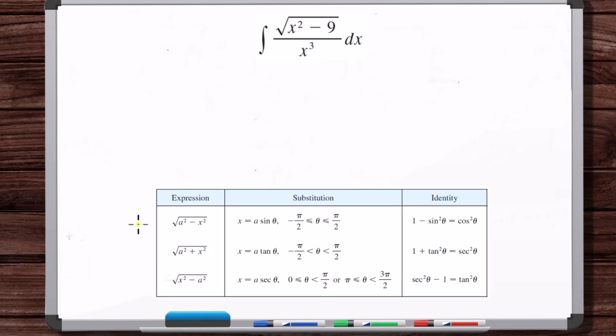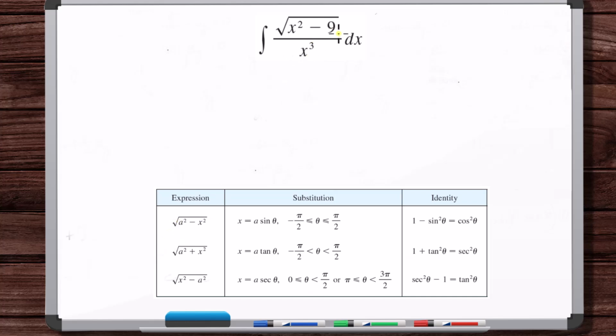So these are the three scenarios where you would use a trig substitution. All this is just different ways of arranging the a squared and the x squared: a squared minus x squared, a squared plus x squared, x squared minus a squared. And they've got this under a square root because that's the most common scenario when you're going to do a trig substitution.